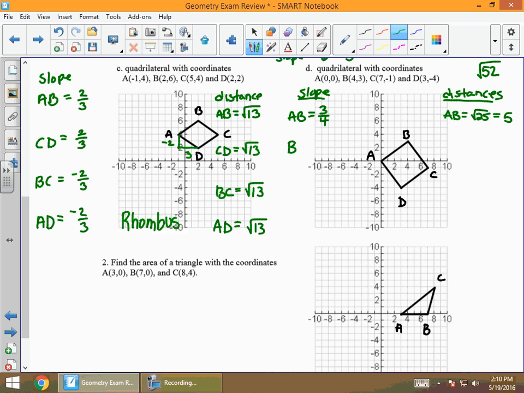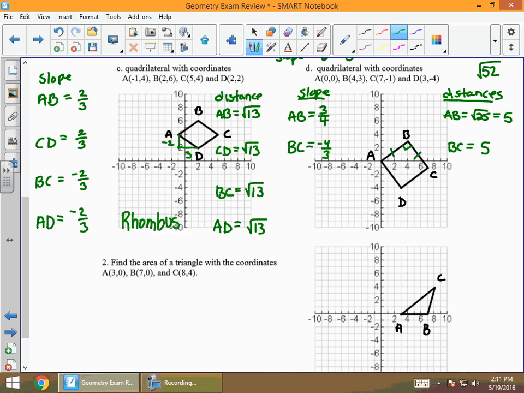Okay, I'll go to BC. Rise, looks like 1, 2, 3, comes down 4. Run 1, 2, 3. So rise over run is negative 4 over 3. You'll notice that is an opposite reciprocal. 3 squared is 9 and negative 4 squared is 16. Add them up is 25, and the square root of 25 is 5. So BC is also 5. Well, at this point, AB is congruent to BC, and I have opposite reciprocals.